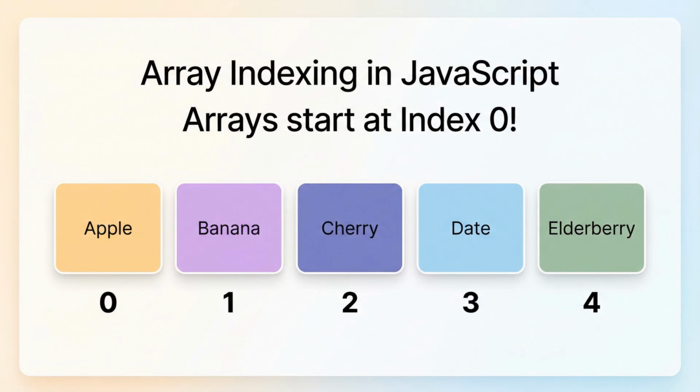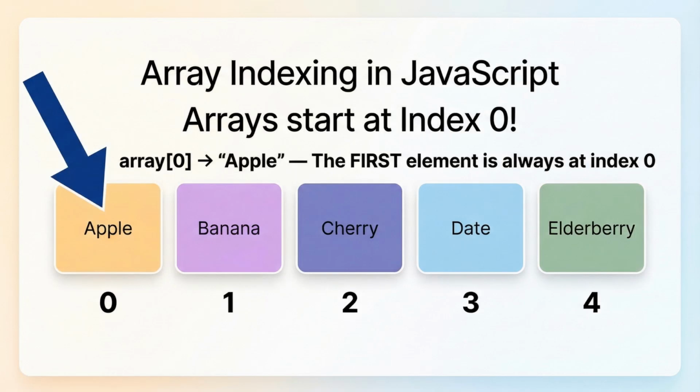Now let's talk about arrays and how indexing works. An array is an ordered list of values. The critical thing to understand is that arrays in JavaScript and in most programming languages are zero-indexed. That means the first item is at position 0, not position 1. The second item is at position 1, and so on. This trips up beginners all the time, so it's worth drilling in early.